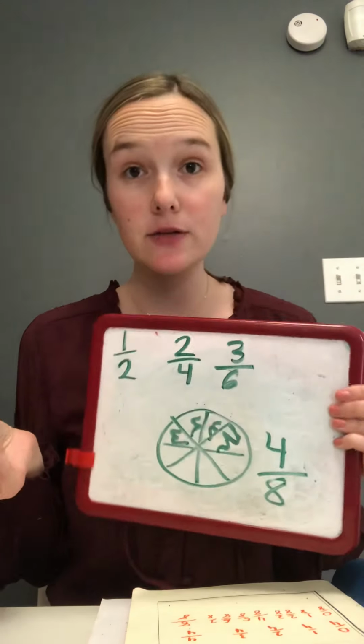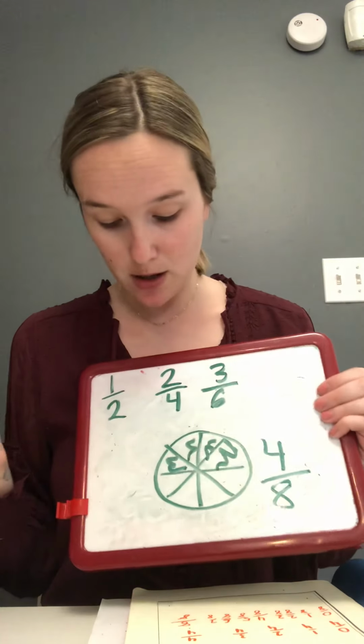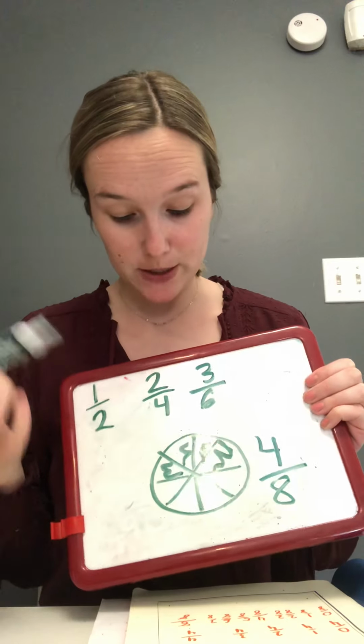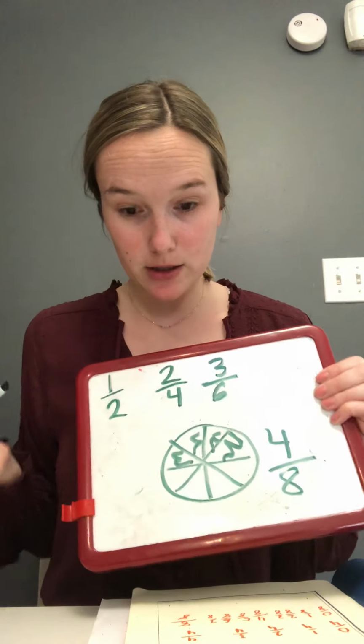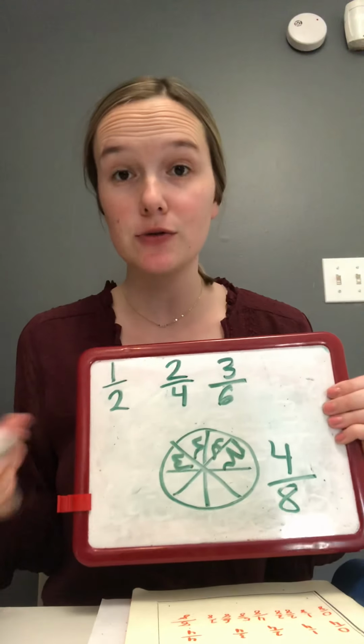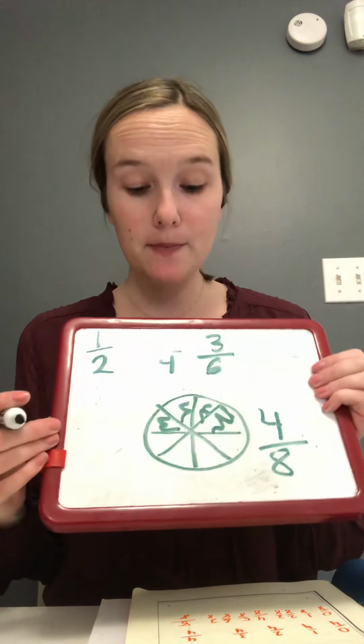And we know that 8 divided by 4 is 2. We know that 4 divided by 2 is 2. And 6 divided by 3 is 2. And 2 divided by 1 is 2. So all of these answers are 2, making all of these half. So, and all of my denominators are even numbers. So that's something to think about.